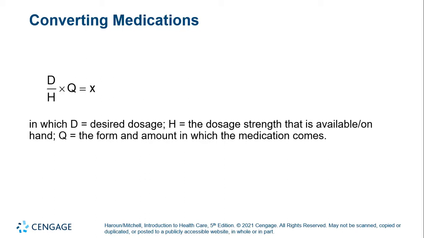Now we use conversions in medication dosages as well, and this is one simple formula that's used. The desired dosage divided by the dosage strength that is available times the form and the amount in which the medication comes.